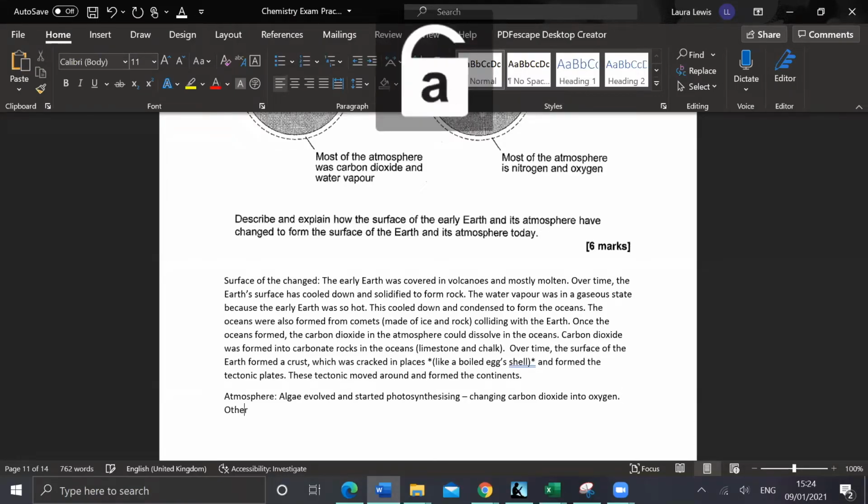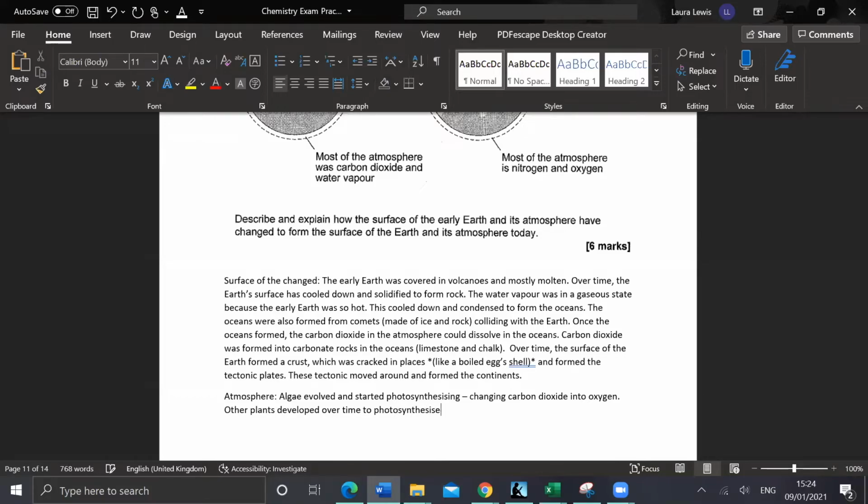Other plants developed over time to photosynthesize more and create the atmosphere as we know it today. So you can see amounts of oxygen. Also, lots of things about life changed it.